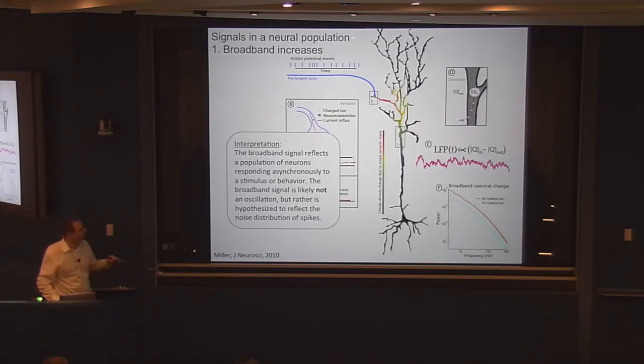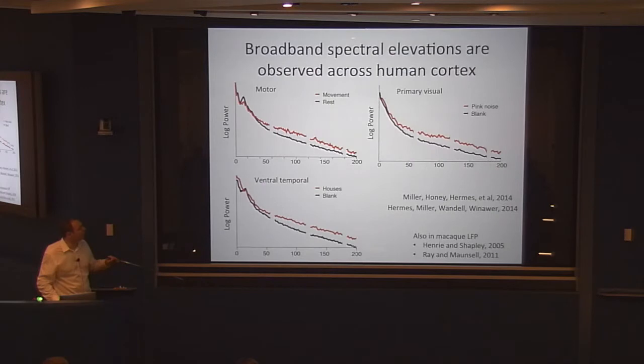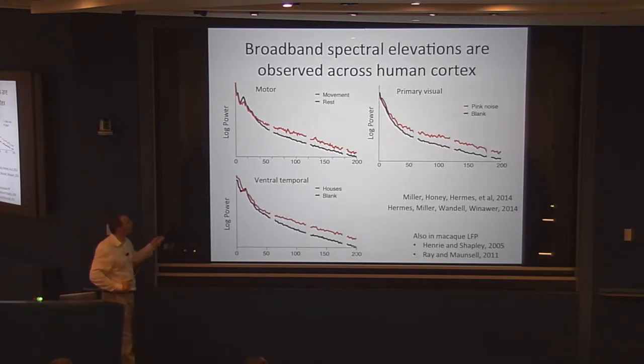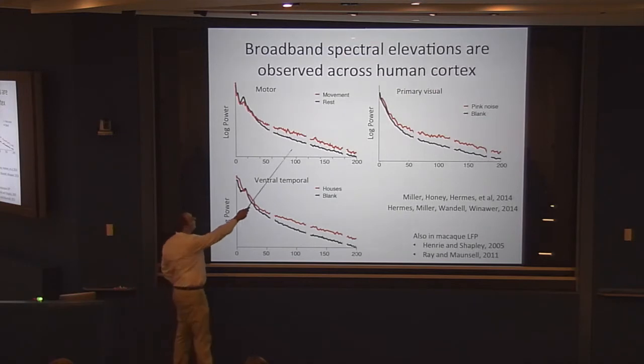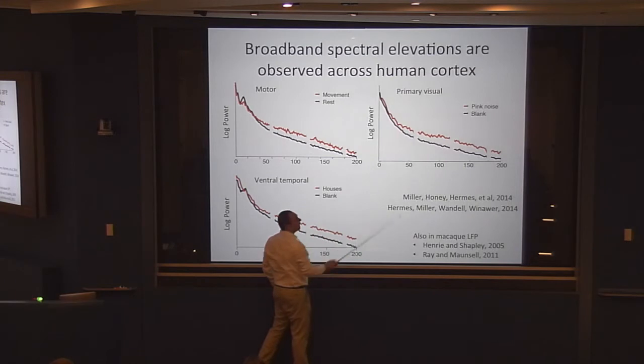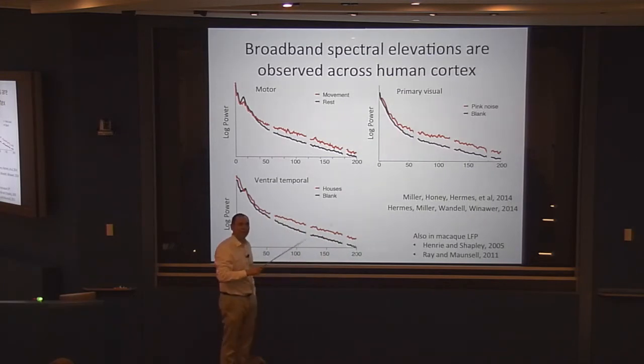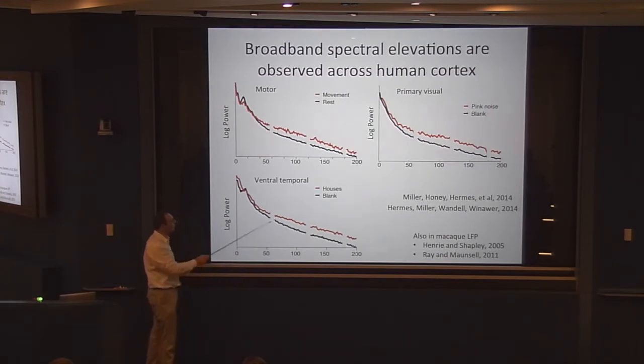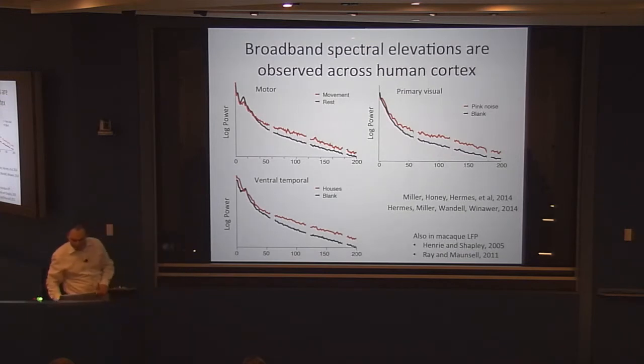I showed you an example from visual cortex. There are examples throughout the brain measured with ECoG. It's a very robust signal. Here's an example from motor cortex. Here's an example from primary visual cortex with a static stimulus rather than a flickering one. And here's an example from ventral temporal cortex. In each case, the stimulus or the action compared to rest causes a broadband spectral change.